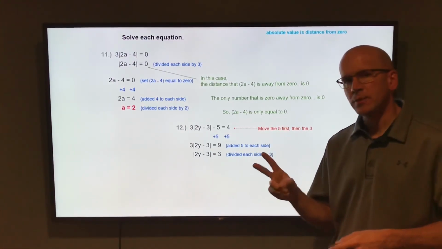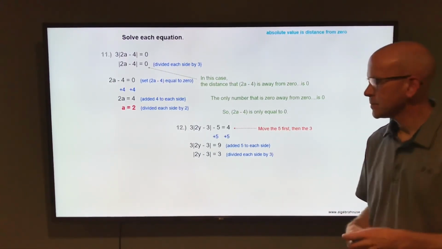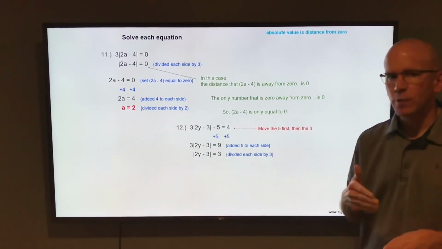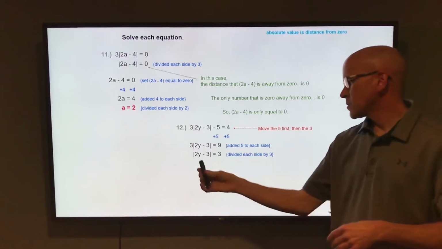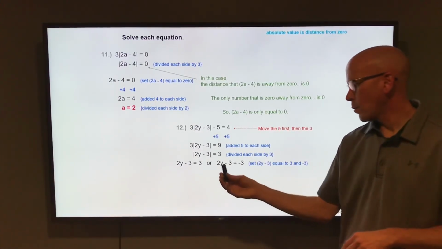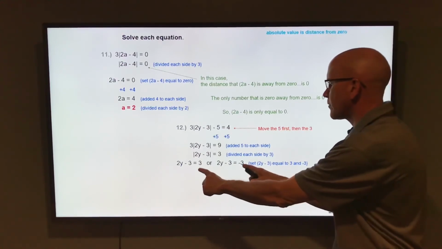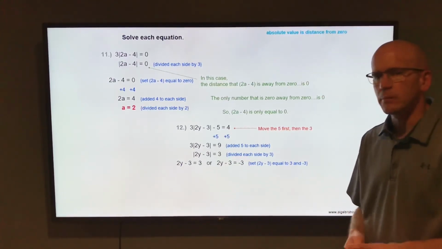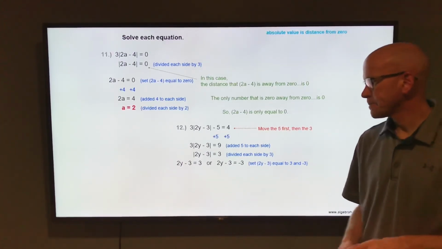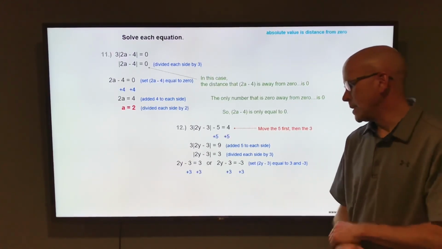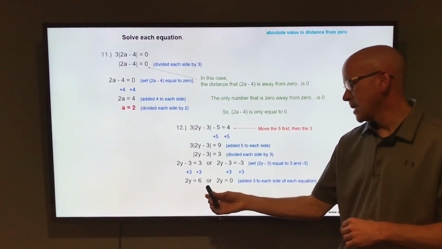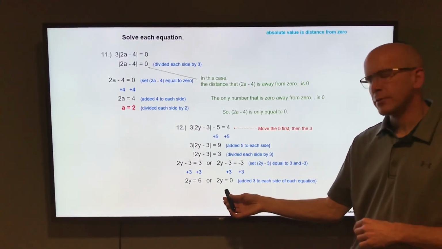There are 2 numbers that are 3 away from 0. You have a negative 3 on the left side of 0, and you have a positive 3 on the right side of 0. So 2y minus 3 could be equal to 3 or negative 3. Those are the 2 numbers that are 3 away from 0. Now we have 2 simple equations that we can solve for y. In each one, we're going to add 3 to each side. In that first equation, we get 2y equals 6. In the second equation, 2y equals 0.